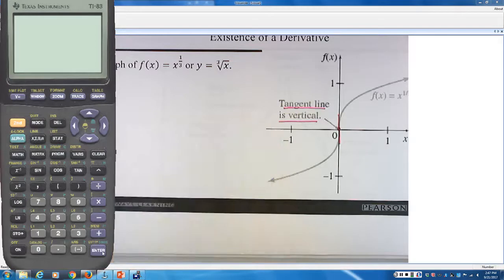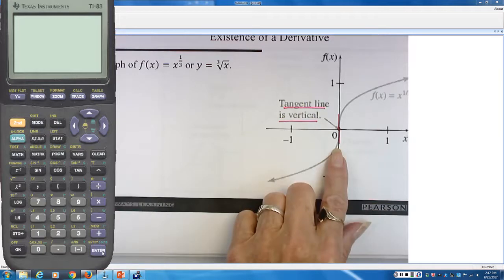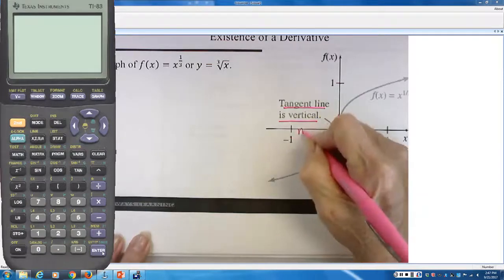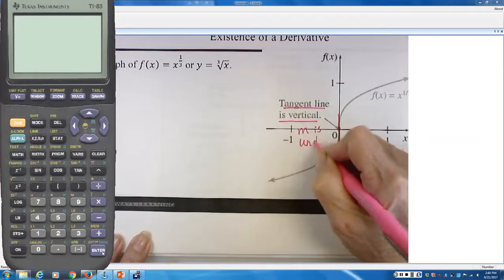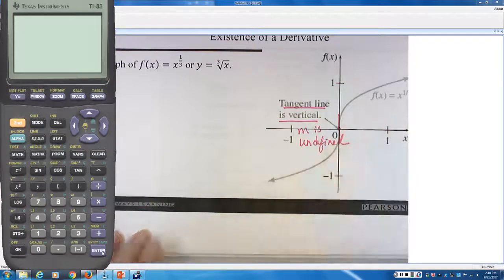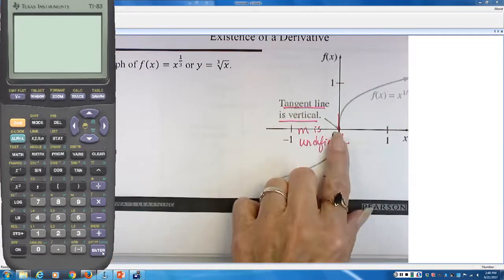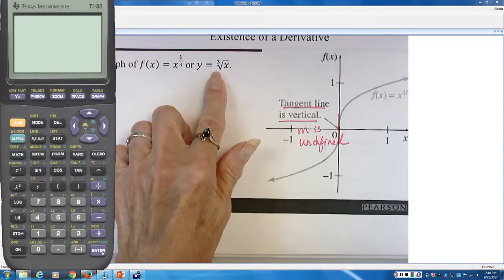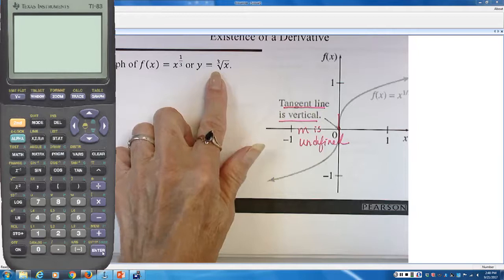What is the slope of that tangent line? What's the slope of a vertical line? 0 is this way. What's the slope of a vertical line? Undefined? So the derivative at 0 on this particular one, it does not exist. It's undefined because it's vertical.